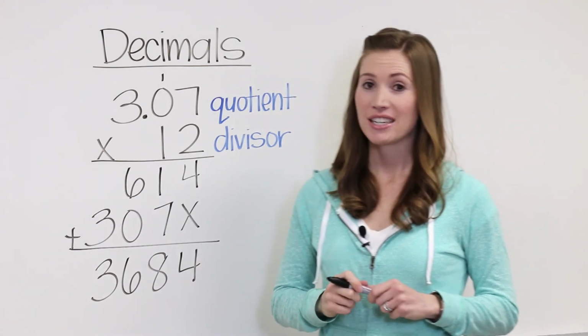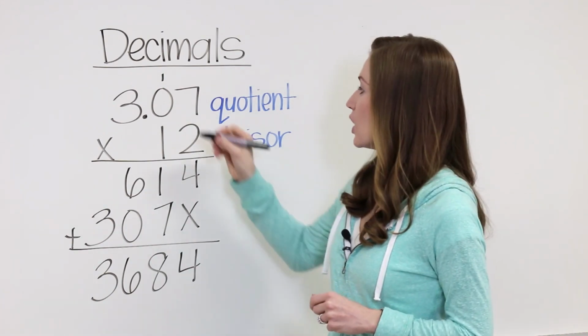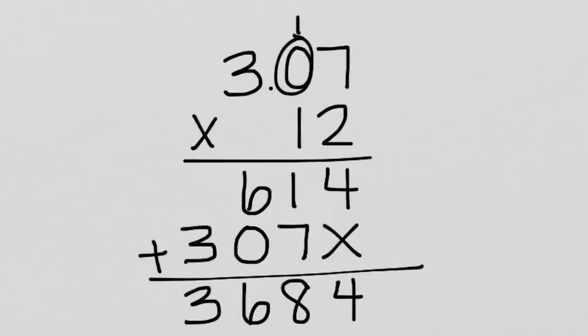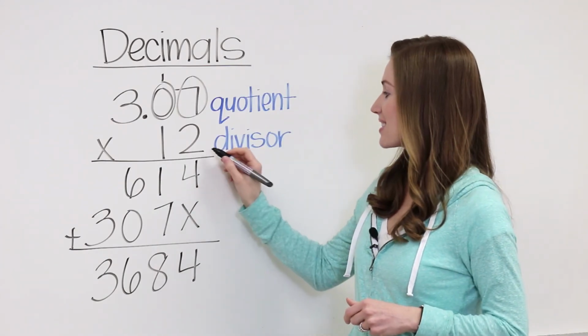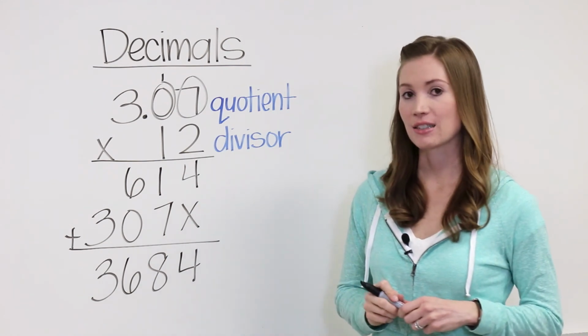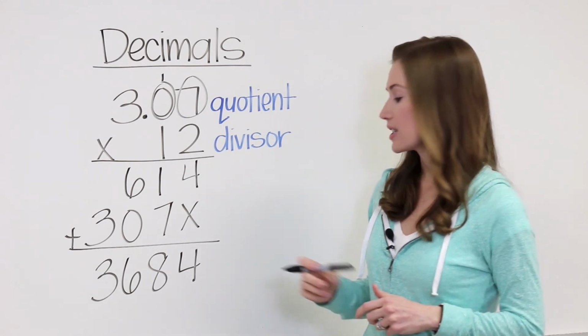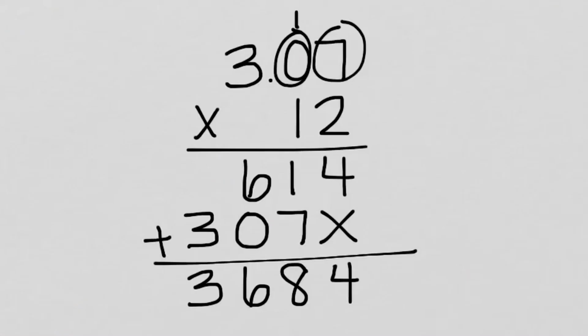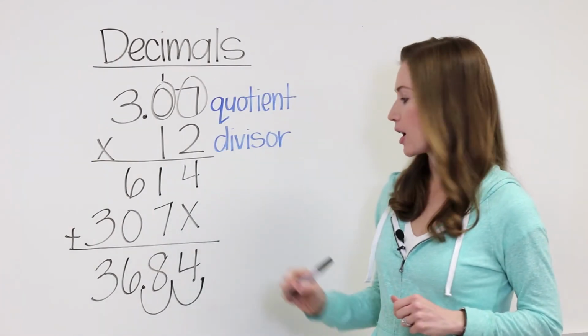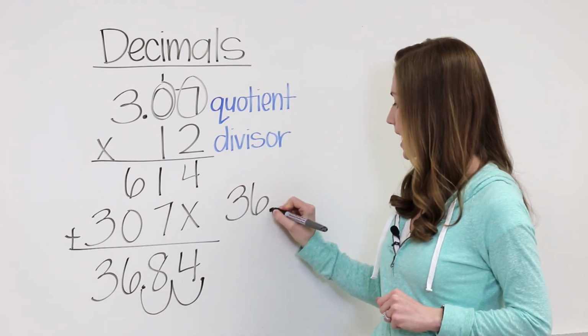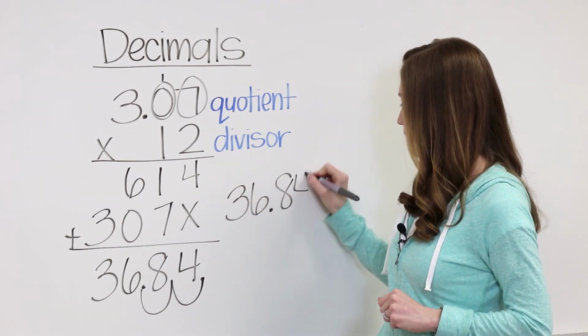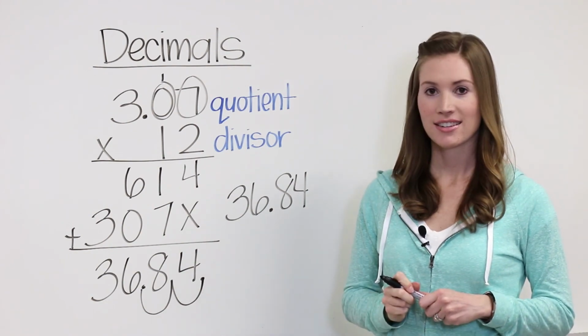If you said account for the decimal, you're correct. We have 2 numbers to the right of our decimal in 3 7/100, and 0 numbers to the right of our decimal in 12. So we're going to move our decimal point 2 places to the left, 1, 2, and rewrite our product. 36 and 84/100. Great job.